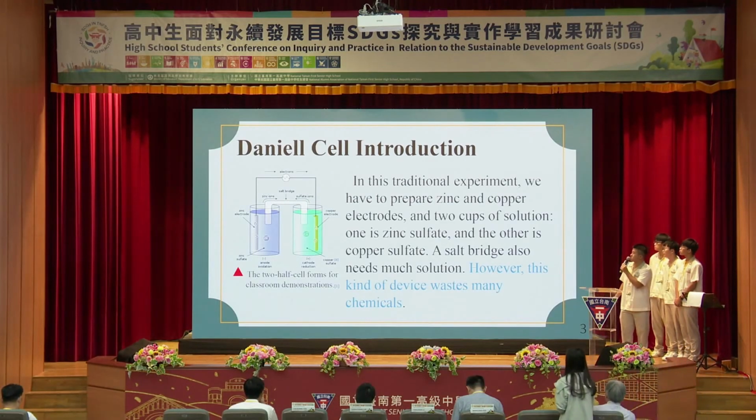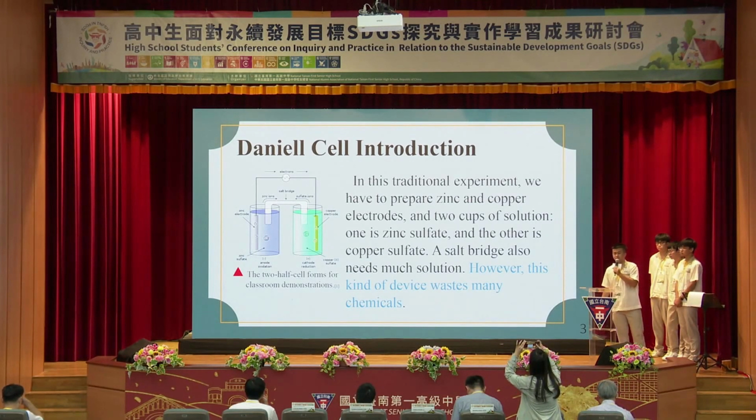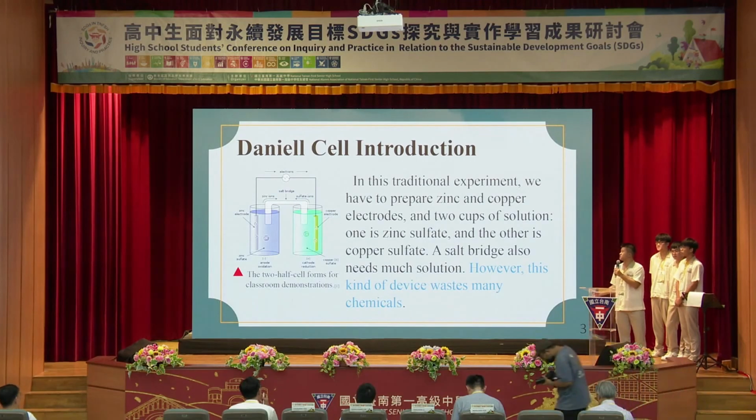First, let's look at this. This is a traditional Daniell cell device. In this experiment, we need 2 cups of solution and 1 U-shaped pipe. However, this produces a lot of chemical waste.